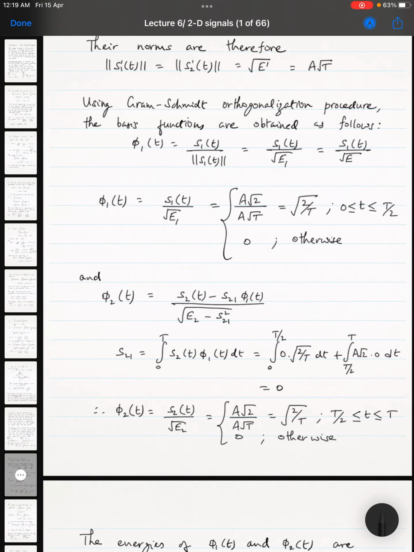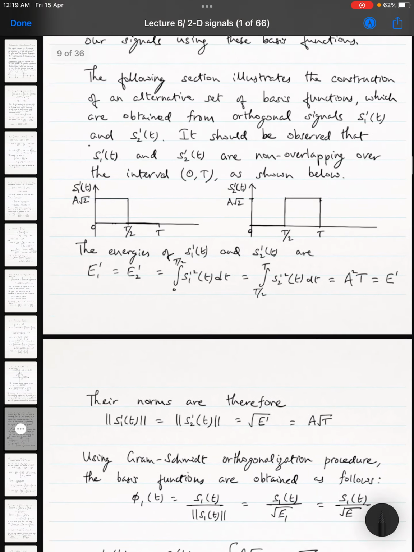So when you're using the Gram-Schmidt procedure, don't waste your time calculating the intermediate functions if you can verify that the signals are orthogonal with respect to each other. The intermediate function for computing the first basis function is the same as signal S1 of t, and the intermediate function for the second basis function is the same as the second signal S2 of t, and from this we get phi1 of t and phi2 of t as these values, root 2 by T over these intervals, right? So clearly these basis functions phi1 and phi2 are different from the basis functions that we computed earlier.